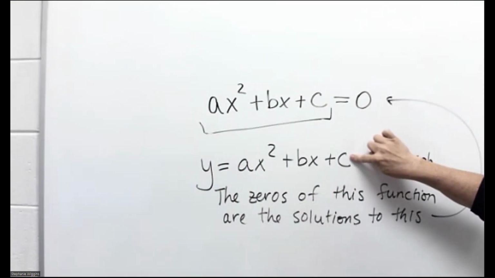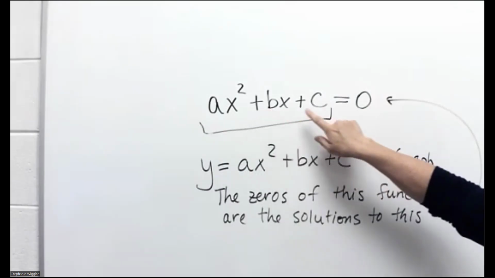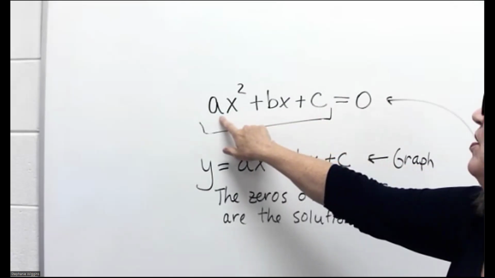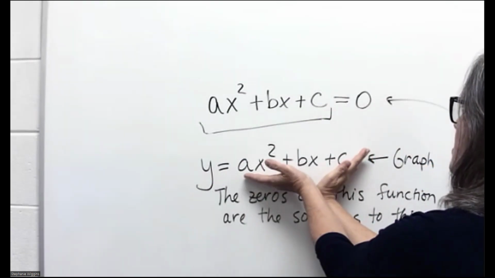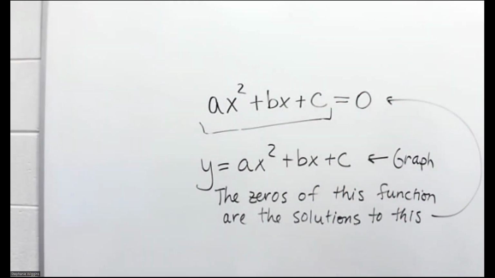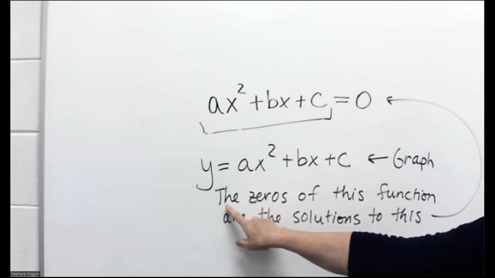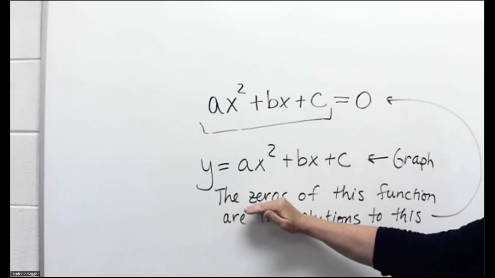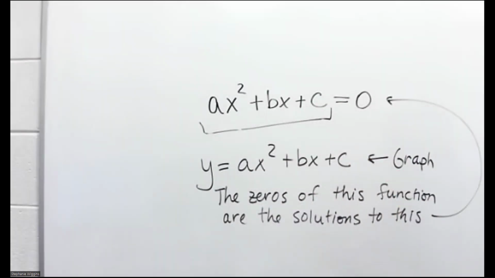So this represents a set of ordered pairs. And this is an equation which is making a statement about the y values. So y is equal to this, and we're saying that this is equal to 0. So we're really asking the question, when is y equal to 0 for this function? Well, the zeros of this function are the solutions to this equation, because it's the zeros that make this function equal to 0. Okay, see how that works?